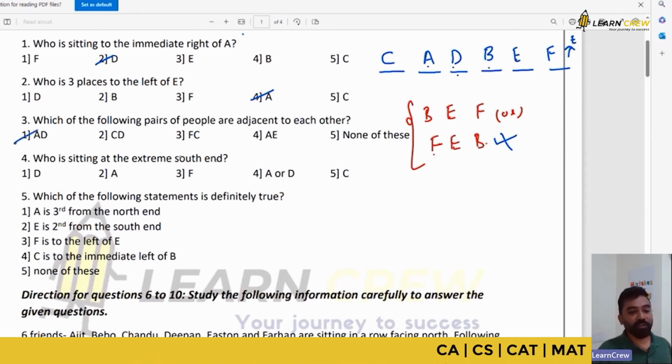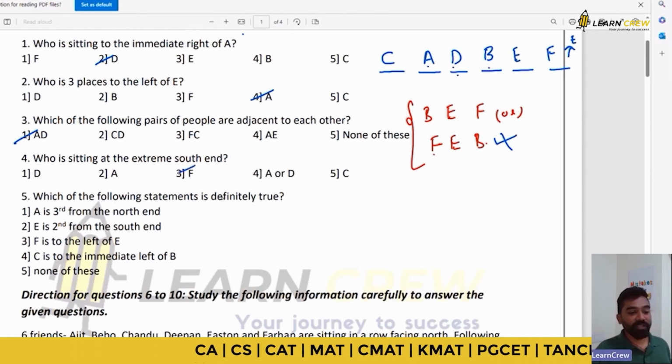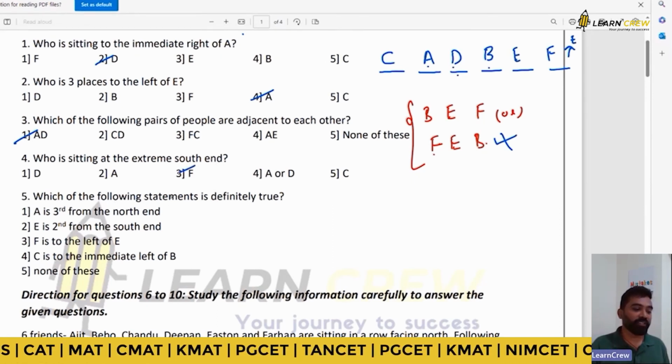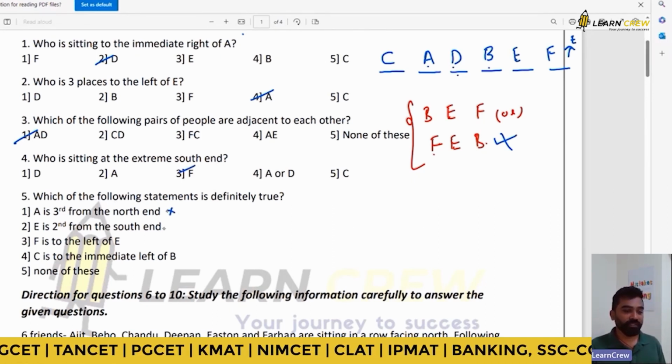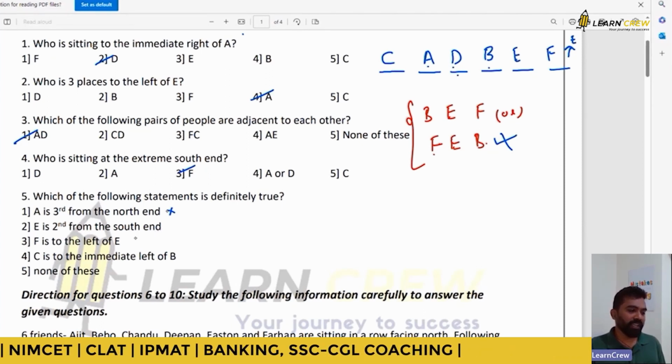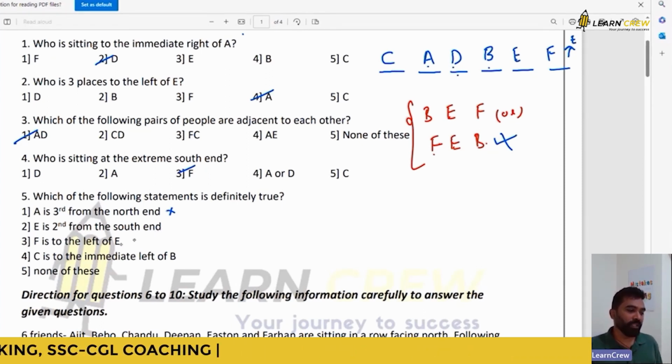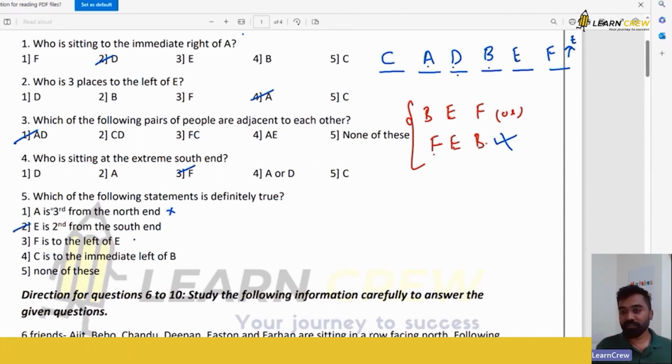Who is sitting at the extreme south end? F. Which of the following statements is definitely true? A is third from the north end? No. E is second to the south end? Yes, sir. Second from the south end. F is to the left of E? No. C is to the immediate left of B? No. So the option is fine.